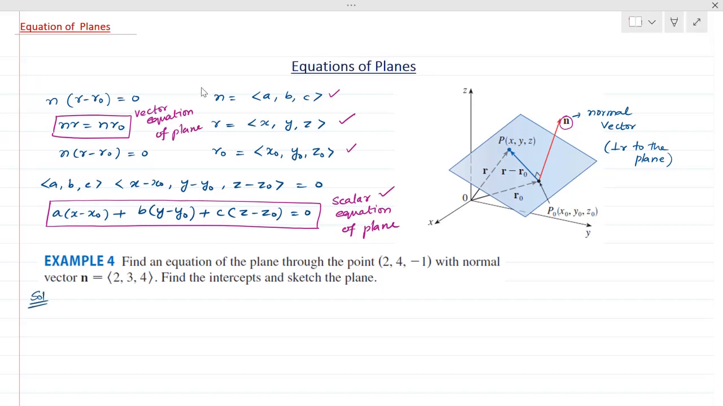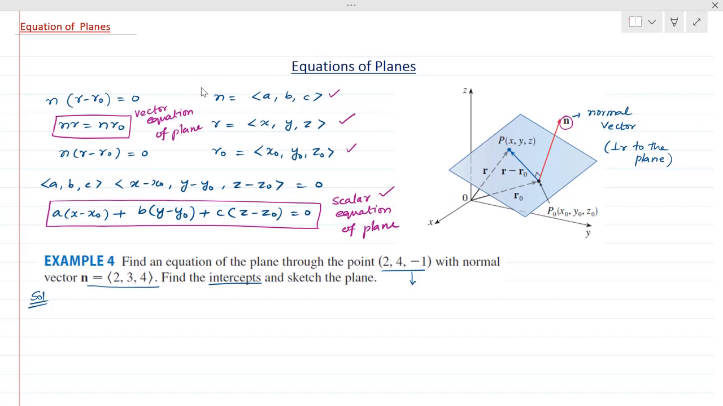Now here, find the equation of a plane through the given point. A point is given, and the normal vector is directly given. Then find the intercepts and sketch the graph of the plane. So how will you do this? First of all, we take the r vector. It is given r naught. This is actually the r naught value.